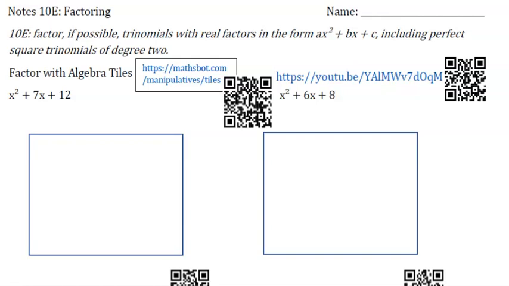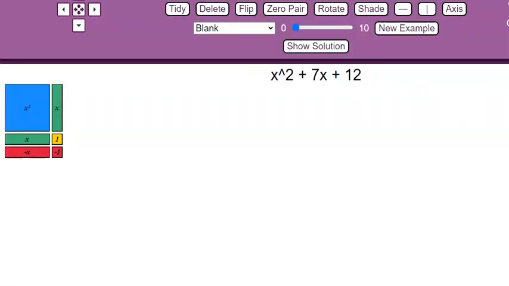Notes 10E, factoring. Factor, if possible, trinomials with real factors in the form ax squared plus bx plus c, including perfect square trinomials of degree 2. So while we're going over these notes, you can scan this QR code or go to this website to use some algebra tiles. So let's do this first example, x squared plus 7x plus 12.